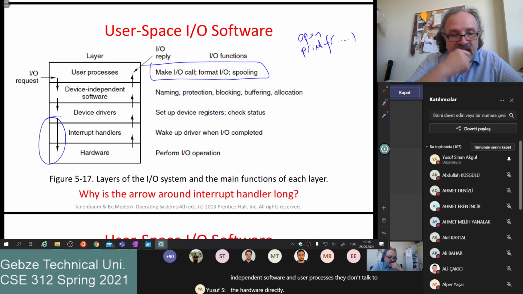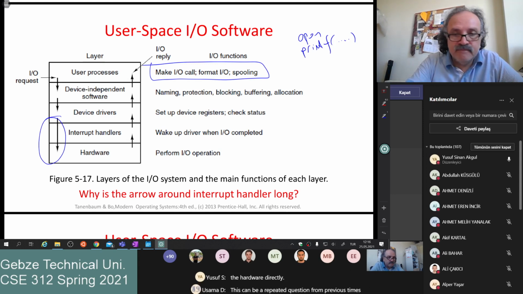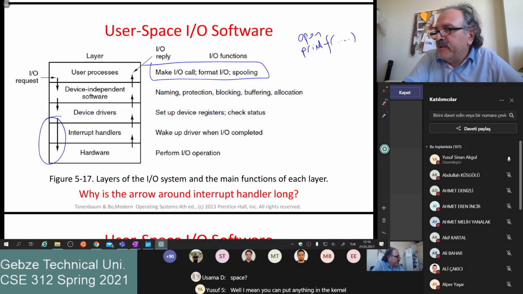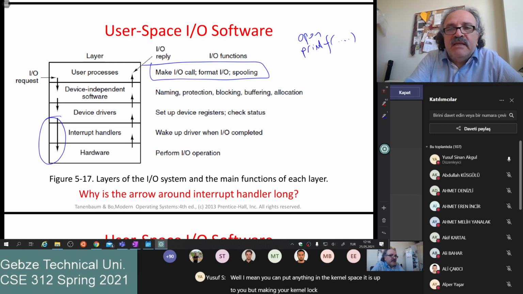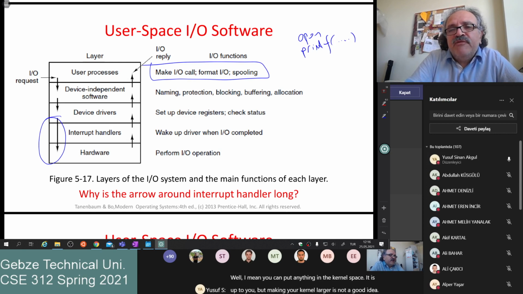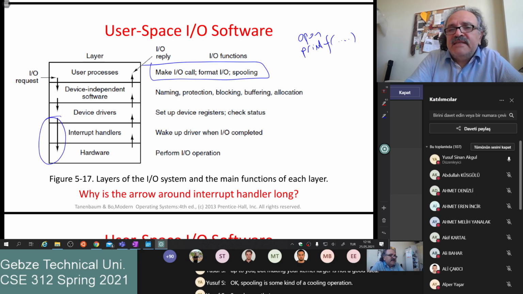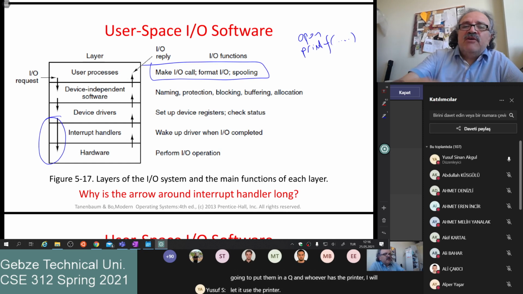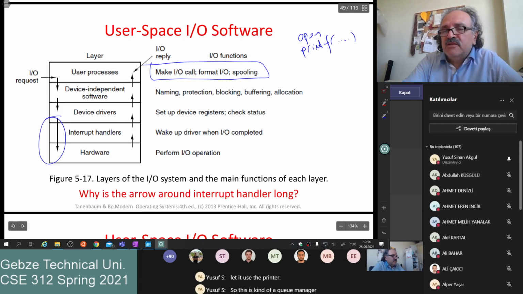This can be a repeated question from previous times, but why is the spooler in the user space, not in the kernel space? Well, you can put anything in the kernel space. It is up to you, but making your kernel larger is not a good idea. Spooling is some kind of a queuing operation. The spooler says that whatever files need to be printed, I am going to put them in a queue, and whoever has the printer, I will let it use the printer. So this is kind of a queue manager for the printer.